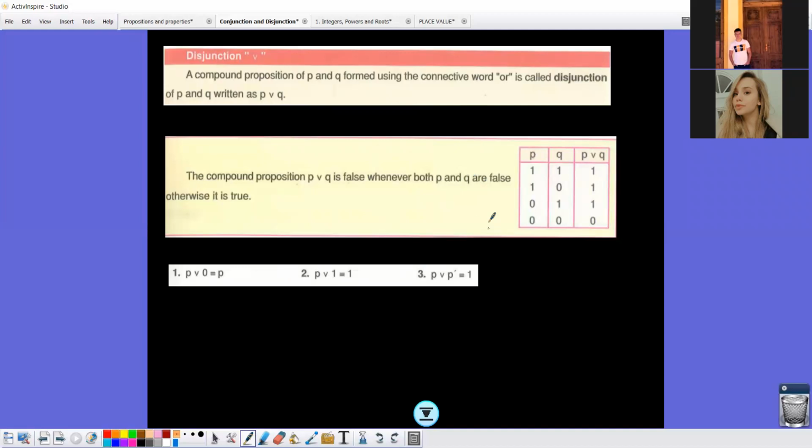Okay, so from this definition, what can we say? If you have P or 0, the result of this will be related to the value of P. If it is 0, it will be 0. If it is 1, it will be 1. If you have one of them that is known to be 1, the other proposition is not important. What is the truth value? One of them is enough for us to say that the truth value of P or 1 is 1. And here in the third one, P or P prime will be 1 always.